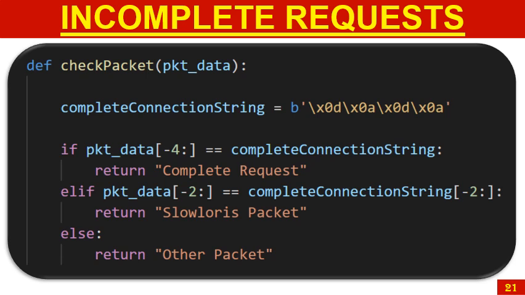Let us now understand how incomplete requests are detected. We implement a function to check a packet, and we have a complete connection string given in binary as double carriage return line feed. We check if the packet is ending in the correct sequence, that is double carriage return line feed, then it is a complete request. However, if the packet is ending with only one sequence of carriage return line feed, then it is considered an incomplete packet or an incomplete request. We also term it as a slow loris packet. In the last else condition, if neither of these two conditions is satisfied, then it is some other packet.